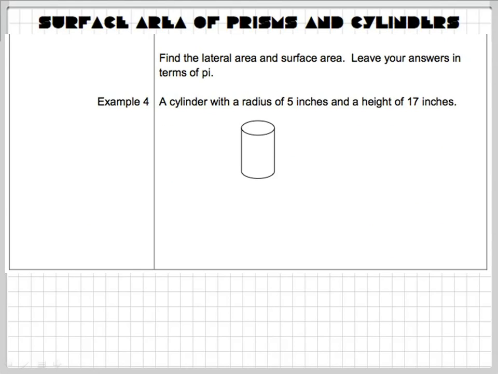Let's try an example. Find the lateral area and surface area. Leave your answers in terms of pi. No problem. Let's do it. So I like drawing stuff on my picture. This is 5 right here, and we know that this is 17. So the lateral area is the circumference times the altitude, the height. The circumference here is going to be 10 pi, because 10 is your diameter. And then we multiply that times the altitude, which is 17.